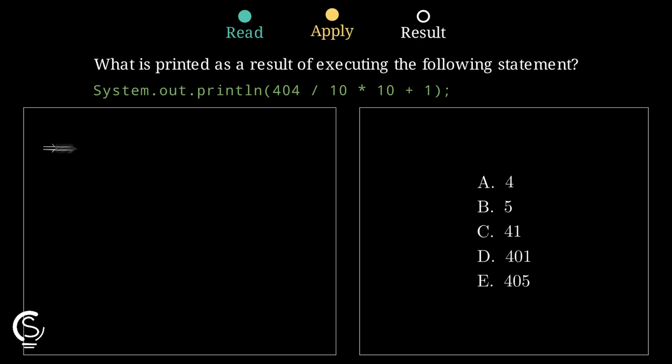Next, we take that 40 and multiply it by 10 because we follow the order of operations from left to right. This simple multiplication gives us a total of 400.